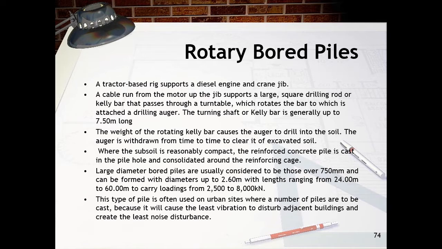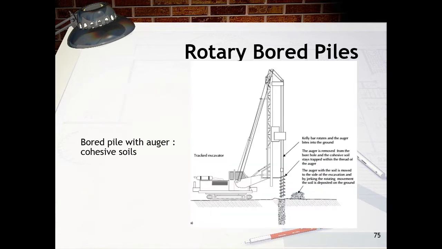Large diameter bore piles are usually considered to be those over 750 mm and can be formed with diameter up to 2.6 meter with length ranging from 24 meter to 60 meter to carry loadings from 2,500 kilonewton to 8,000 kilonewton. This type of pile is often used on urban sites where a number of piles are to be cast, because it will cause the least vibration to disturb adjacent buildings and create the least noise disturbance.